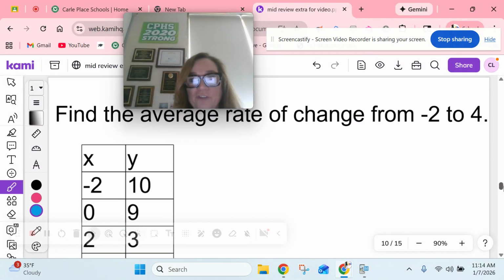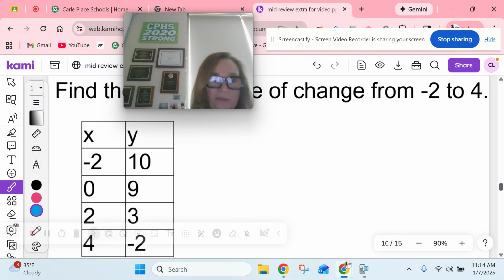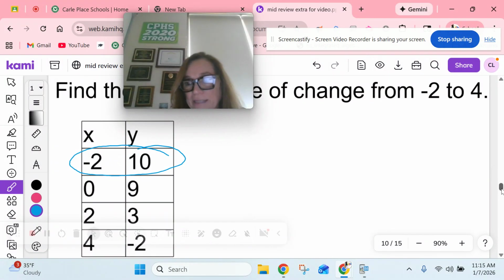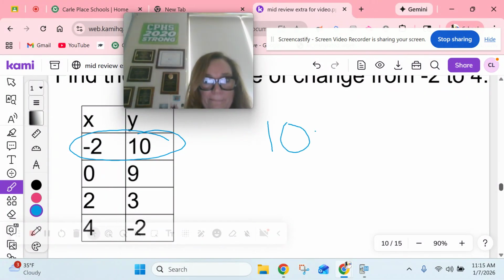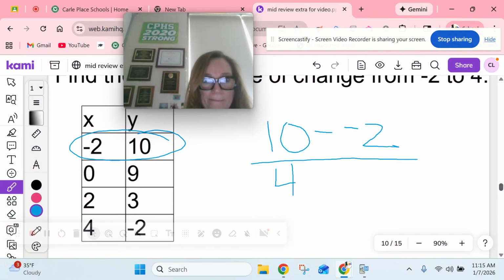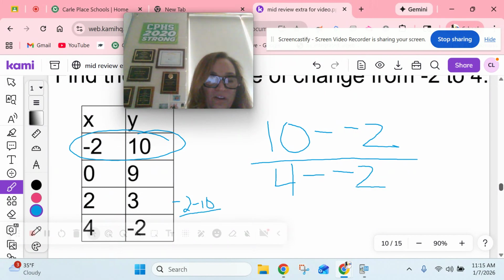Find the average rate of change from negative 2 to 4. All right, so here's negative 2 and here's 4. The rest of it you kind of just ignore. Okay, all right, so y minus y over x minus x. You could also do it the other way. You could do negative 2 minus 10 over 4 minus negative 2. You get the same answer.